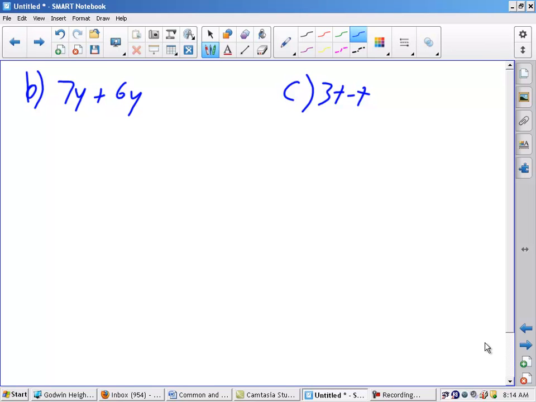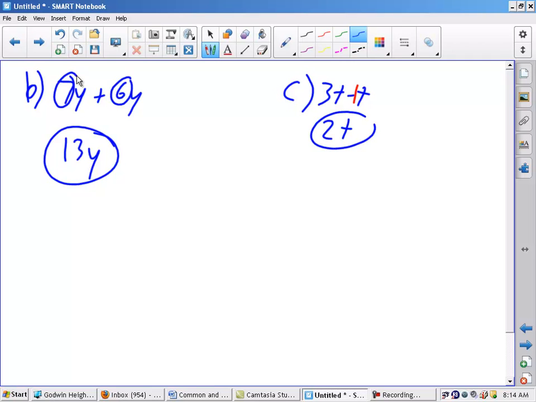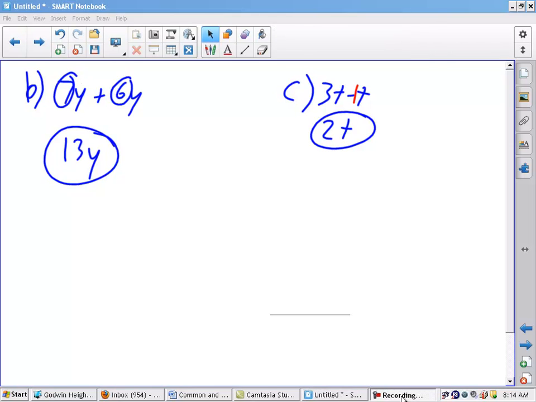Two more quick problems. If I look at the y's are like terms, so I can take 7 and 6 and make 13. That gives me 13y. Quick as that. 3t minus t. Whoa, what do I do with that? I simply write an imaginary 1 in front of the t, because again, that's always there. You need to know that. 3t minus 1t, or 3 minus 1 gives you 2, and t stays there. It's a like term. You're done.